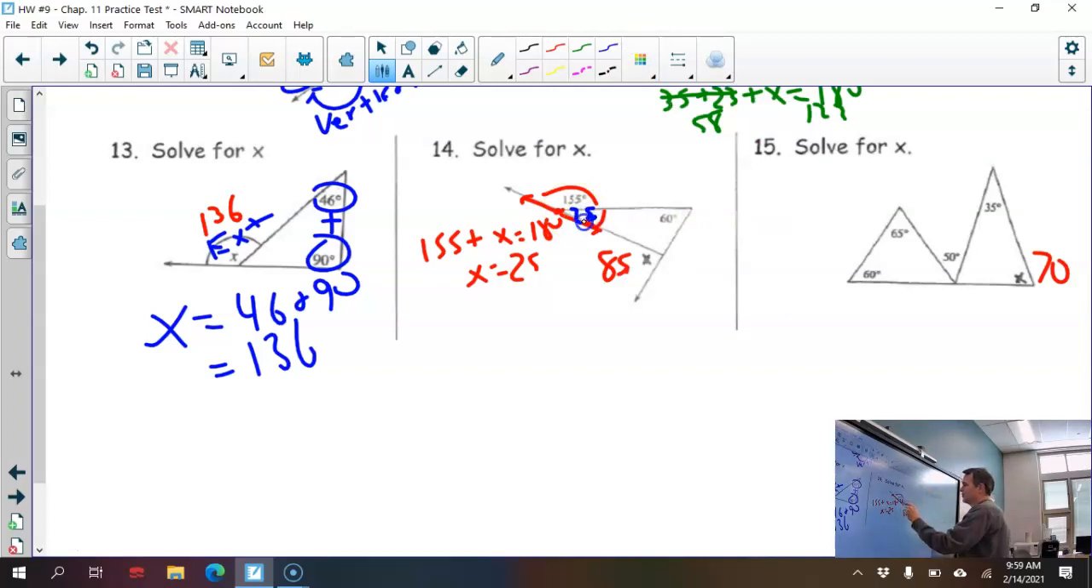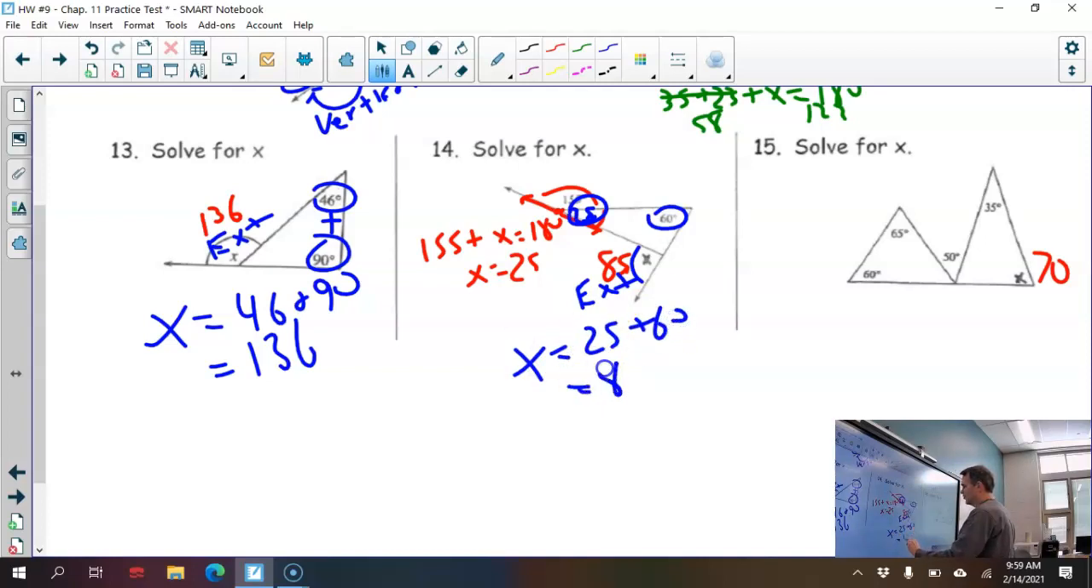And then I can use this rule I seem to use a lot. This angle is an exterior angle, and it will equal these two added together. So x is going to equal 25 plus 60, or 85.